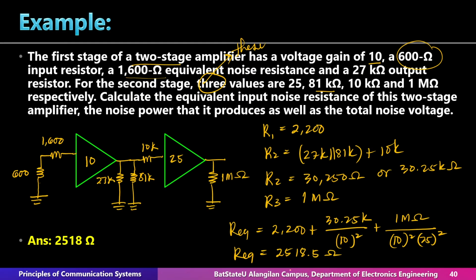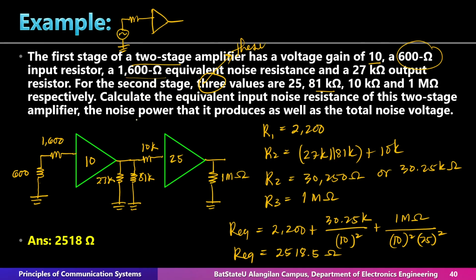Okay, this is the equivalent noise resistance at the input of this amplifier. So, what can you do with that? You can now draw it like this. Add a noise voltage Vn. This is now its equivalent circuit: the equivalent noise resistance and the noise voltage that it produces.